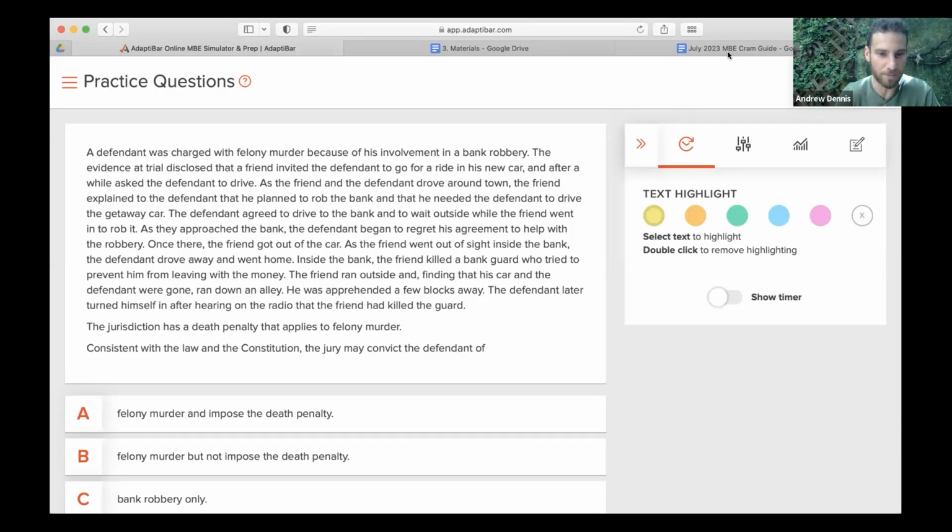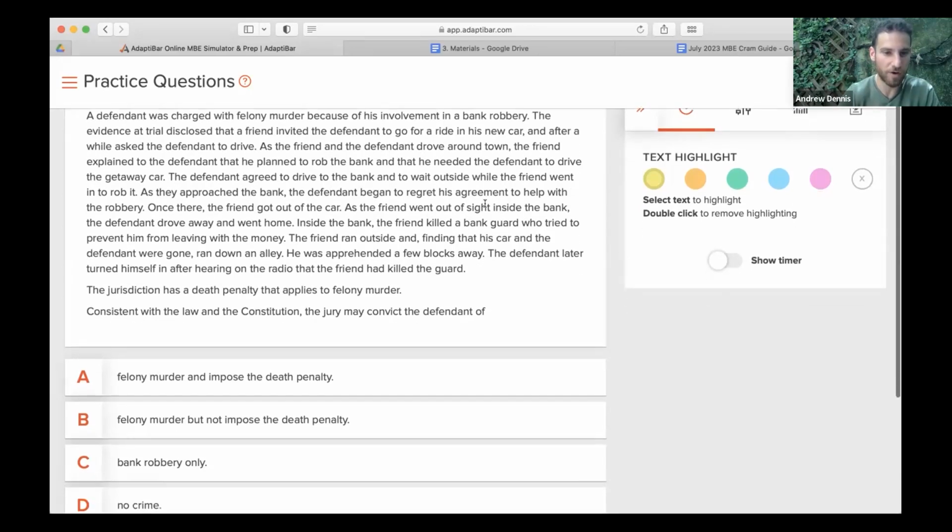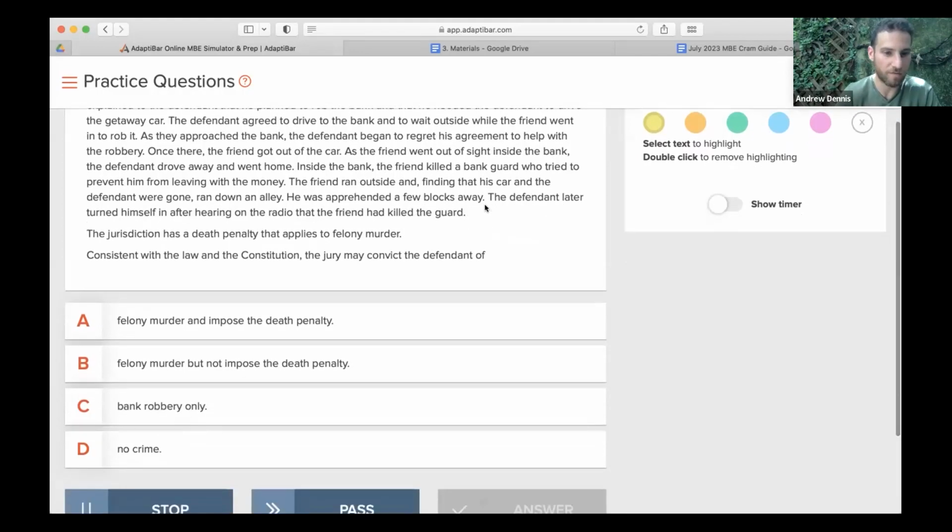The jurisdiction has a death penalty that applies to felony murder. Consistent with the law and the Constitution, the jury may convict the defendant of what? So this is the guy who was with the car. Felony murder and impose the death penalty only. Felony murder, but not impose the death penalty. Bank robbery only, or no crime.